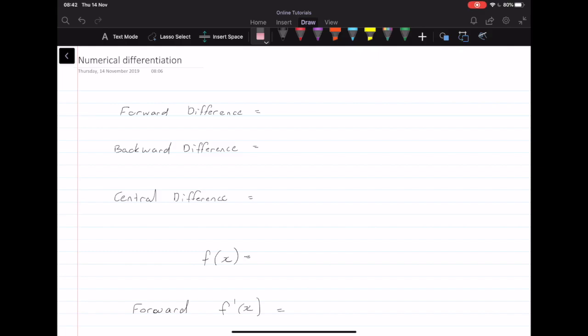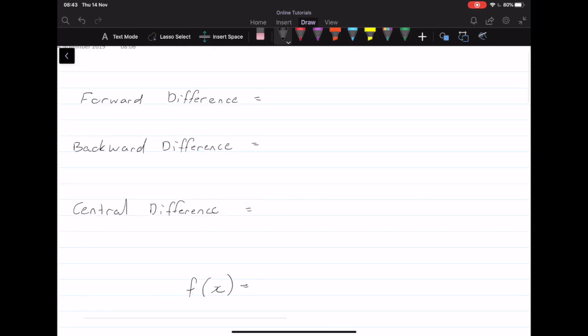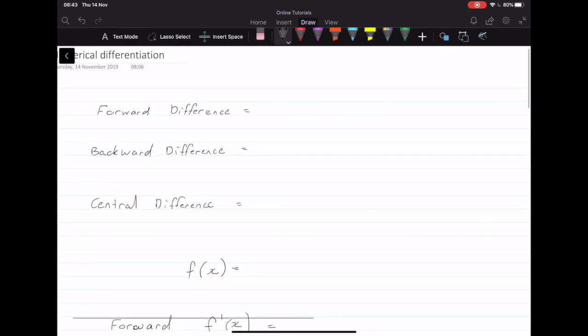Welcome to this tutorial, guys, on numerical differentiation. We will be going over the forward, backward, and central difference formulae, as well as some examples on them. I won't be going over the derivation of these formulae. I'll just be stating them and then showing you how to use them. Okay, so let's get into this.